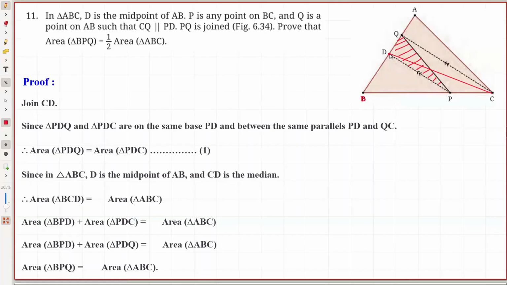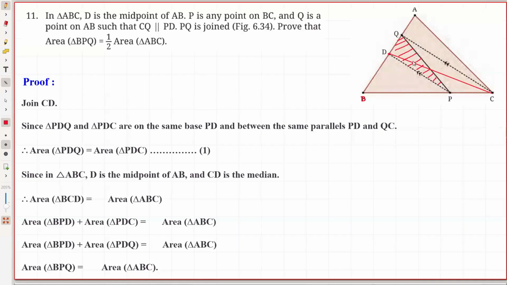In the given question, D is the midpoint. If the line is joining the vertex to the midpoint, we can say CD is the median of the triangle. The median of a triangle divides the triangle into two equal areas. That means the area of triangle BCD is equal to the area of triangle ACD.